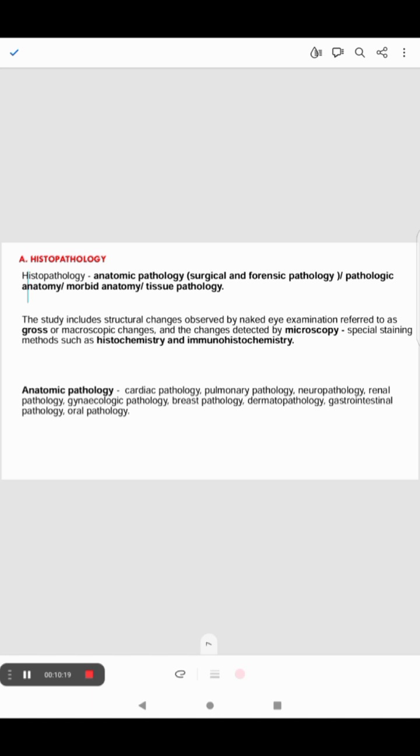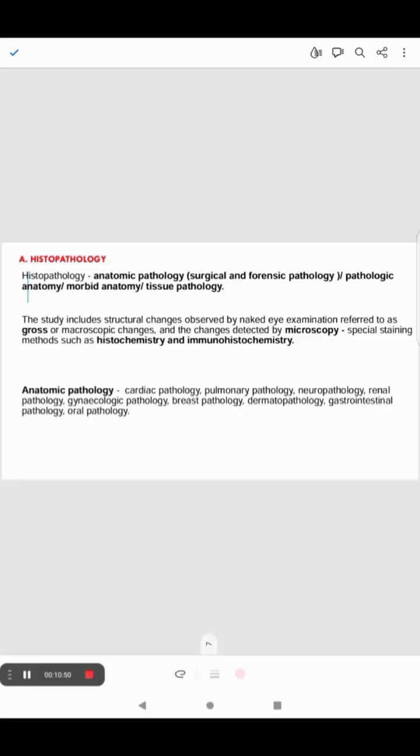Now the subdivisions of pathology, just some 5 subdivisions, the words you should be aware of. What you will learn in histopathology, you know histo means something related to tissue. Here the other name for histopathology is anatomic pathology, which is further divided into surgical and forensic pathology, because you receive the tissues from the surgical side, that is OT, and forensic, autopsy, after postmortem you will receive the tissues. The other names are pathological anatomy, morbid anatomy, or tissue pathology.